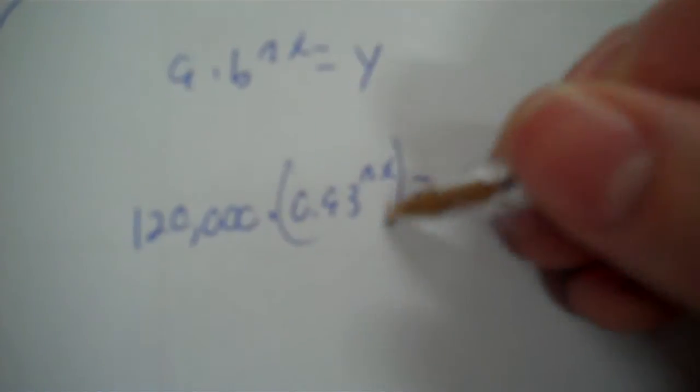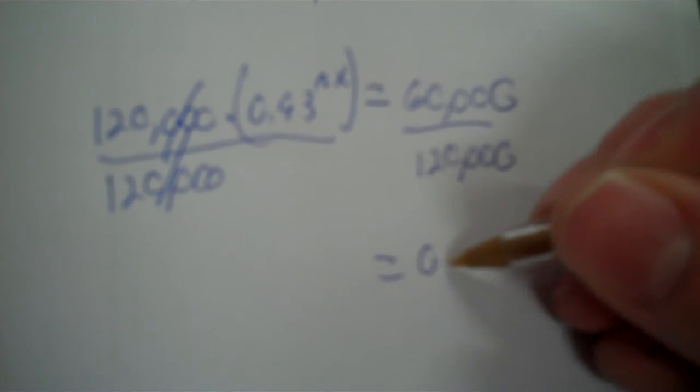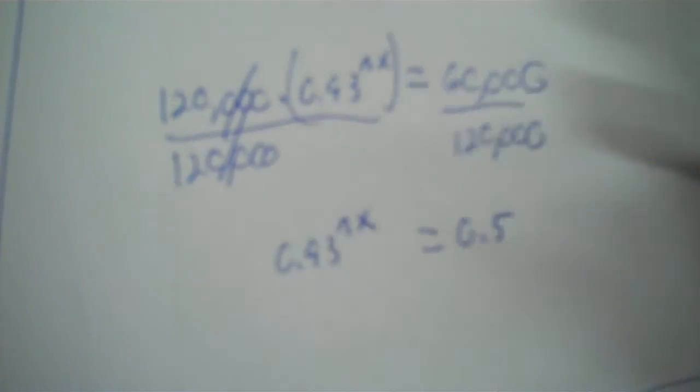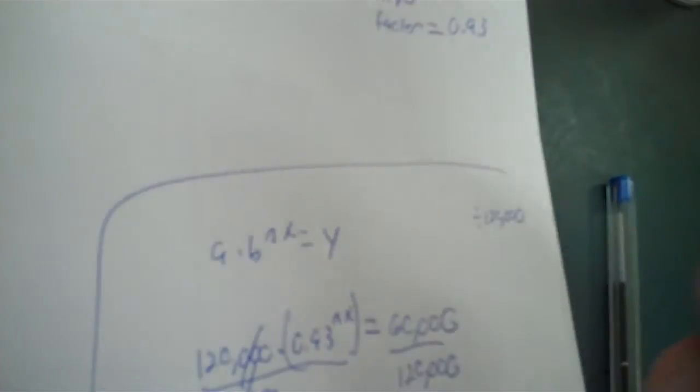And again, what do I do when the variable is a power? You parenthesize the base and the exponent, then undo the outside operation, which you have one here. You need to divide by 120,000, dividing by the coefficient, and that's 0.5 equals 0.93 to the X power. Since we have a number base, we want to go with the change of base formula. So X equals log over log: the log of 0.5 divided by the log of 0.93, and I get 9.55. So a little over 9.5 years.